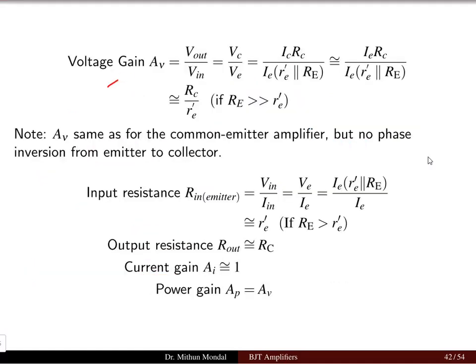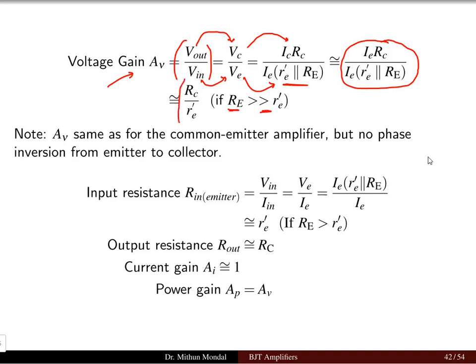The voltage gain that we get is from the ratio of voltage output by voltage input. Output voltage we are measuring across the collector, and the input voltage we are measuring across the emitter. Collector voltage is given by IC into RC, whereas emitter voltage we get as IE into RE dash in parallel with the emitter resistor RE. So approximately we can say that the voltage gain expression has this form. Since RE can be very much greater than RE dash, the final expression of voltage gain under such a scenario will be RC by RE dash.